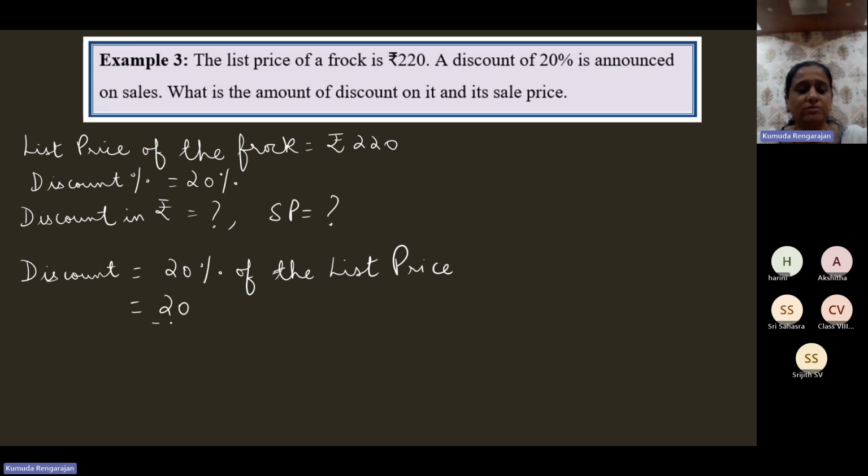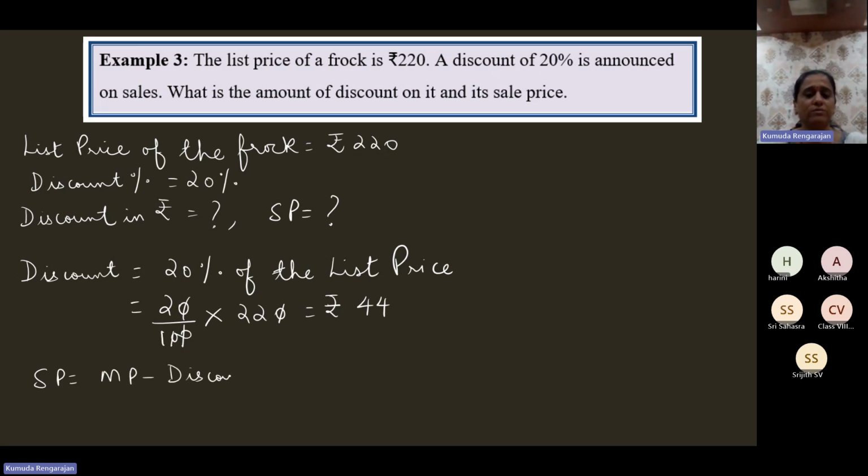So that is 20% means 20 by 100. Of means into, and the list price is 220. So zeros get cancelled, and we have rupees 44. So the discount in percentage is 20%, and now in rupees it is 44. So we have to find the selling price. So selling price is equal to mark price minus discount.